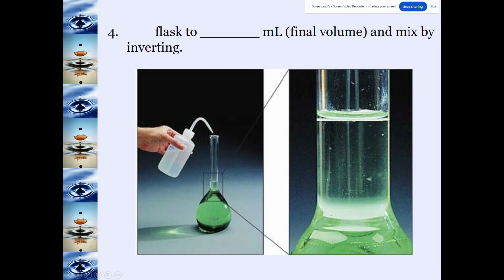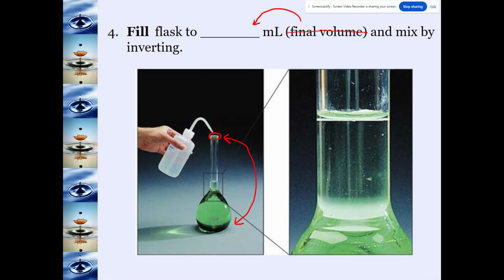Then your final step actually has 2 parts to it. You're going to first fill it to whatever your final volume is. That information gets put there. And then mix by inverting. So there's little caps that go on top of the flask. They're kind of hard to put on, so don't be afraid to push on there with some force. And then we don't just shake the solution, okay? We invert it. So we turn it upside down and back a couple times, okay?